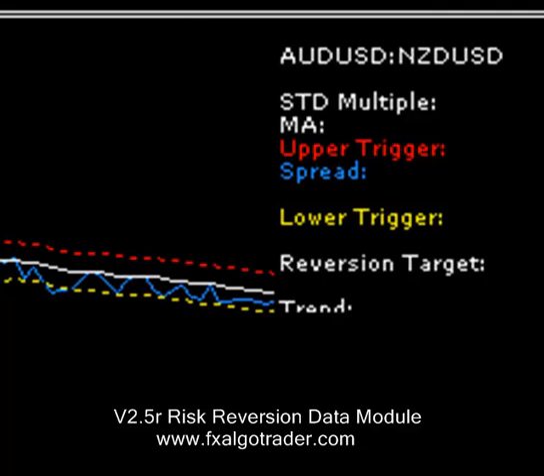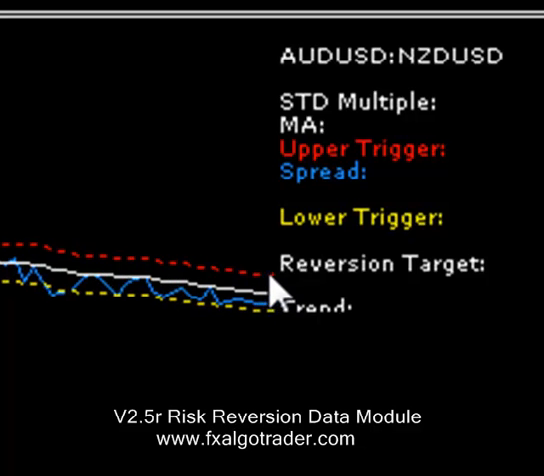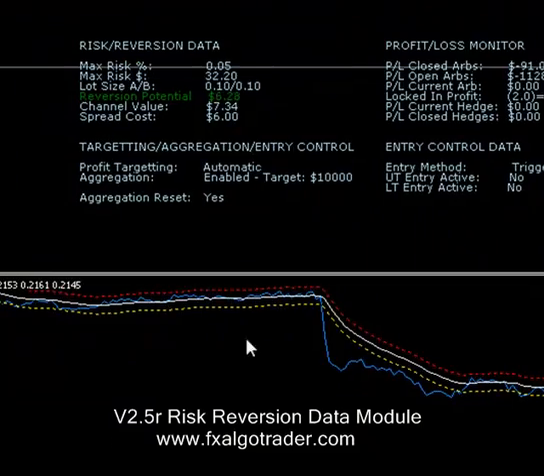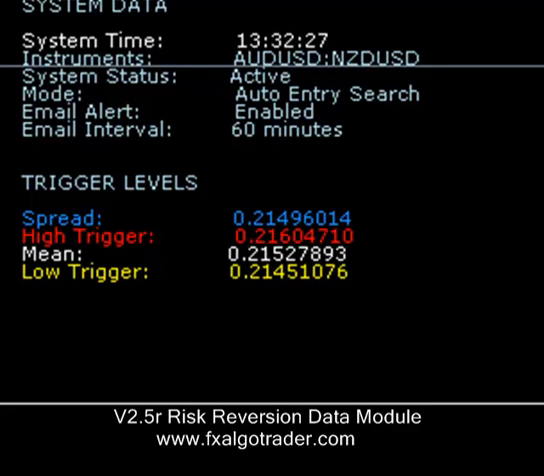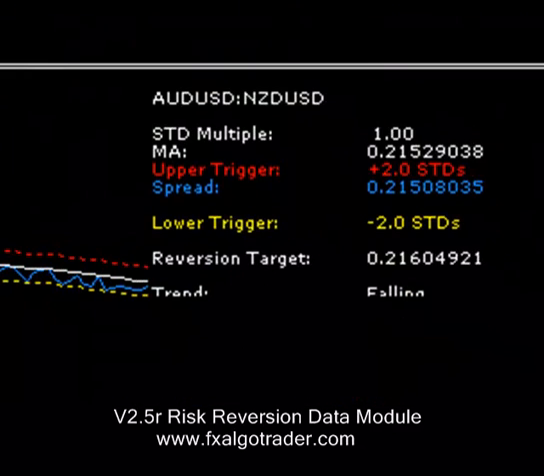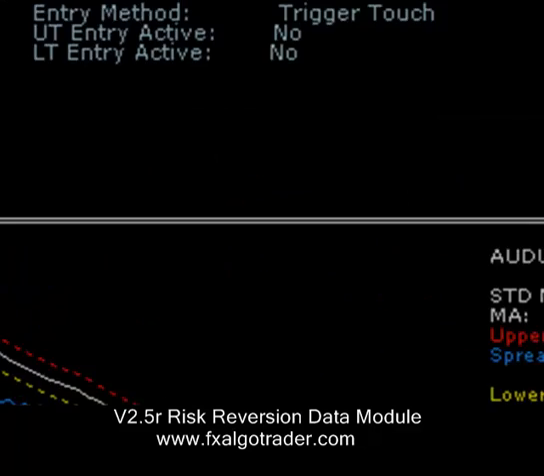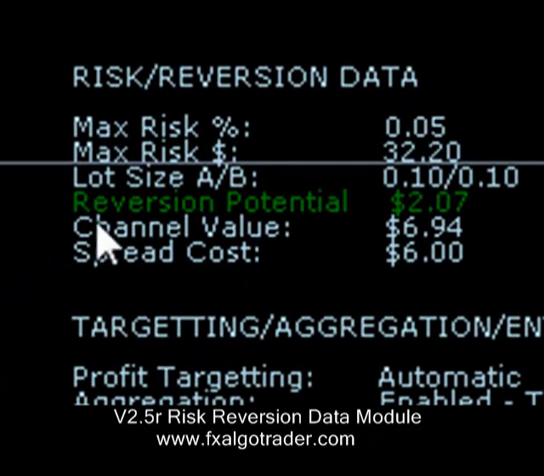So in the case of this setup where we are locking to the trend, the system will be looking to go short Aussie US dollar, long Kiwi dollar when the spread touches the upper trigger level. And then the reversion target would switch to the opposite band, which would be 0.214, and essentially that explains how the risk reversion data is calculated and what these reversion potentials, channel values and spread costs actually mean.